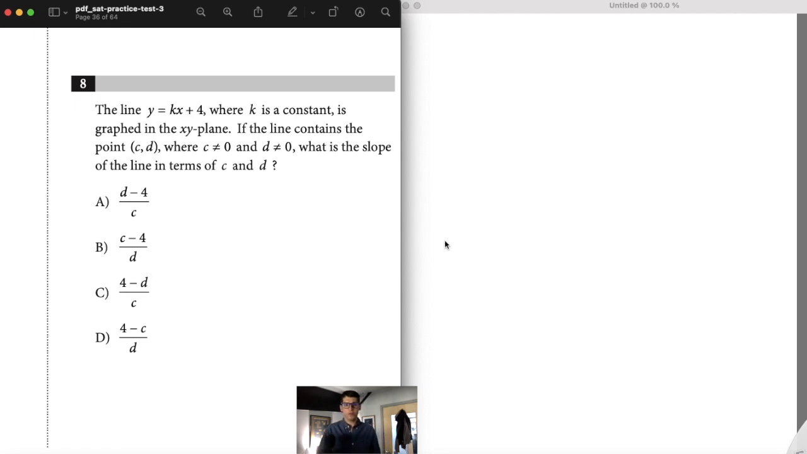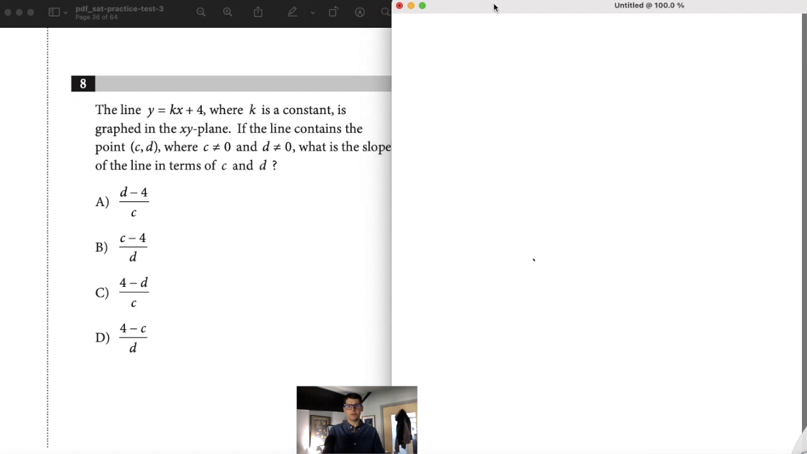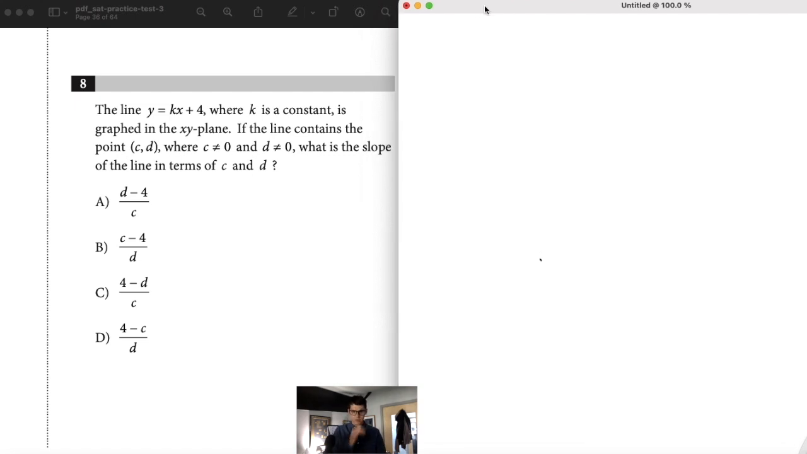So now we're on test 3. We're looking at number 8. And we have variables in the answer choices. So once again, this approach works. What do? Well, we can pick numbers for C and D. Any numbers we want.